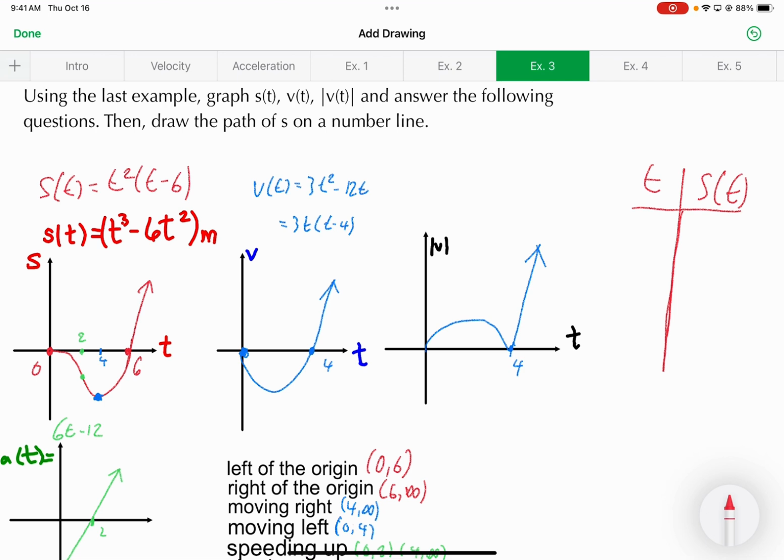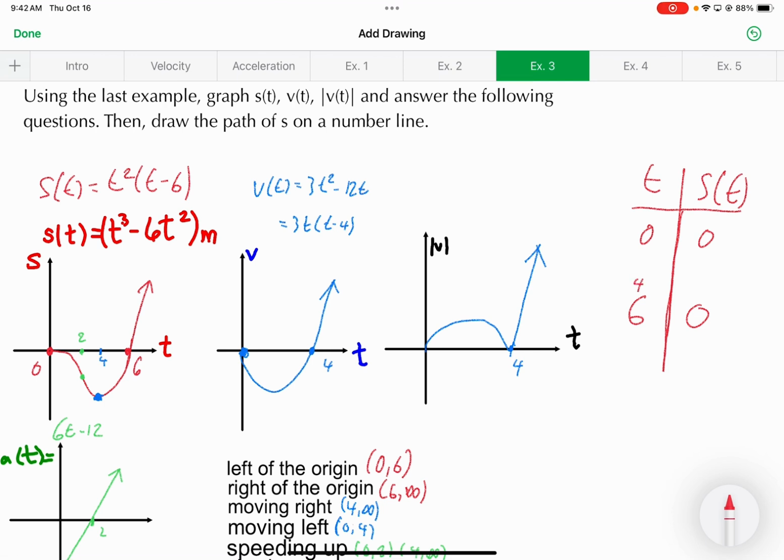Obviously, at the time values of 0 and 6, I need that, right? What is the output for S of t at 0 and 6? Each one of those is 0 because it's my x-intercept. What other feature, though, like turning around, is probably important, right? So 4. And then 2. Okay.